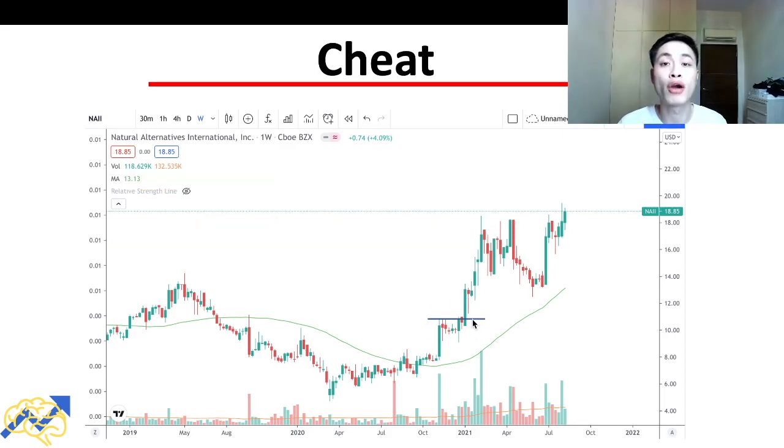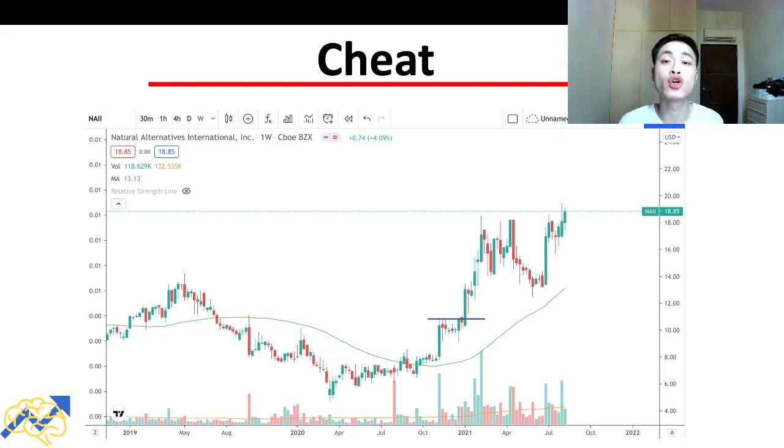So where would the entry point be? The entry point will be where prices break above this upper range. So over at this green candlestick over here. So you can see that after prices break above from this cheat setup area, prices manage to move up quite substantially. So from this chart, you can see the power of a cheat setup.